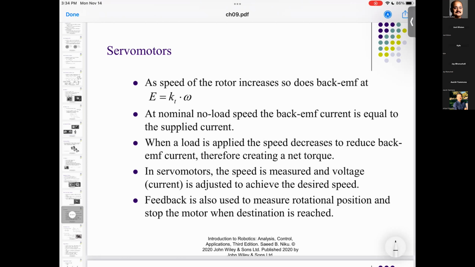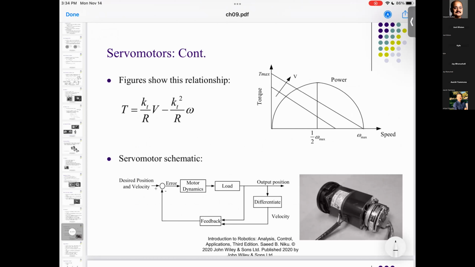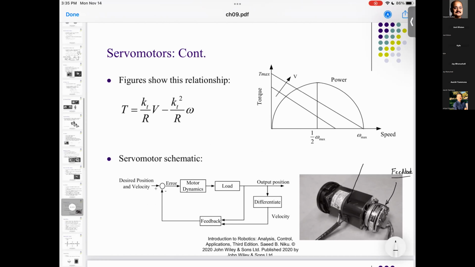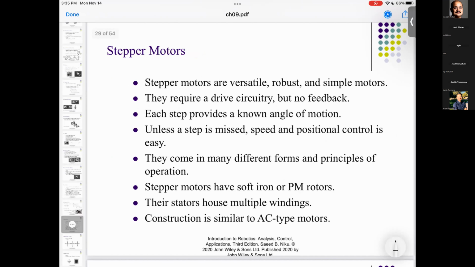And if you look at a servo motor, this is the schematic of the servo motor. As you can see, these are the coil windings, and you have the feedback element. It could be a Hall effect sensor, an optical encoder, some type of rotary encoder, some type of resolver, etc.